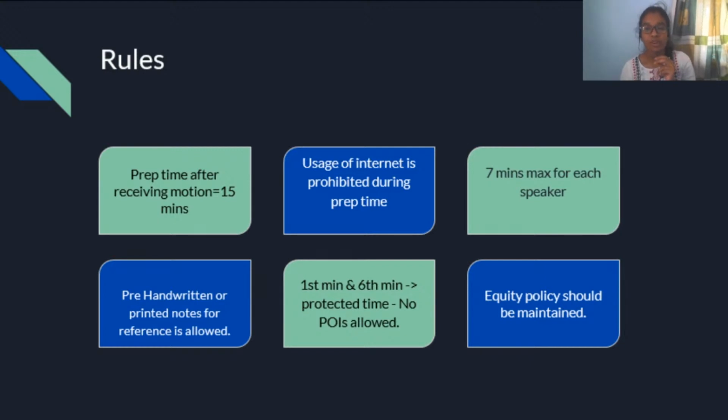And the fifth rule is that during the first minute and the sixth minute of a speaker's speech, the opposite team is not allowed to ask any POI. That's basically the protected time. The first minute and the sixth minute are the protected time. But POIs are allowed between the second minute and the fifth minute. I will be discussing POIs later on.